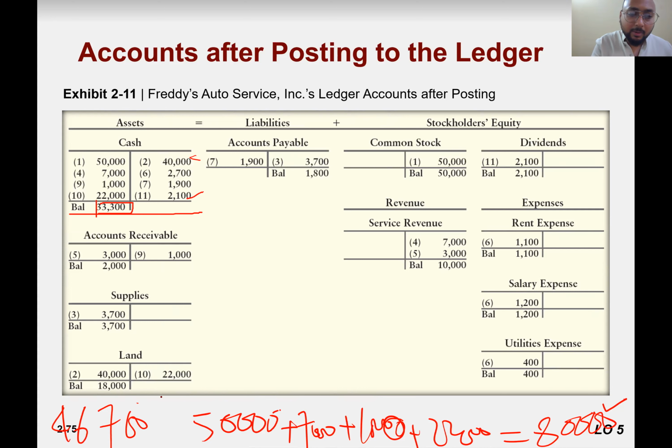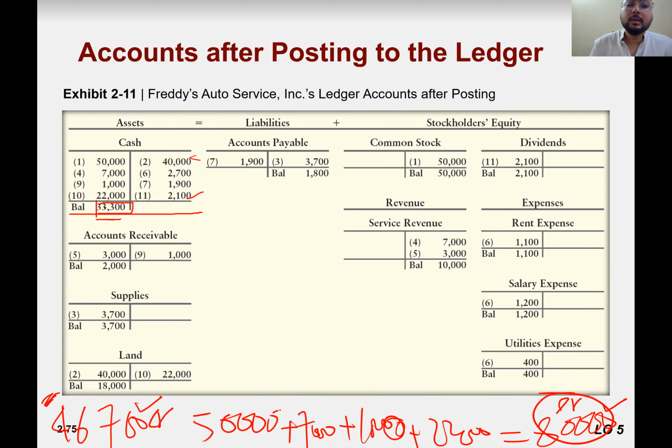The debit side or credit side? So this is the debit side and this is the credit side. Of course, the debit side is greater. So we will write down the balance on the debit side. How much? 80,000 minus 46,700, the answer would be 33,300. Or you can say that the debit side of the cash is 33,300 greater than the credit side of the cash.